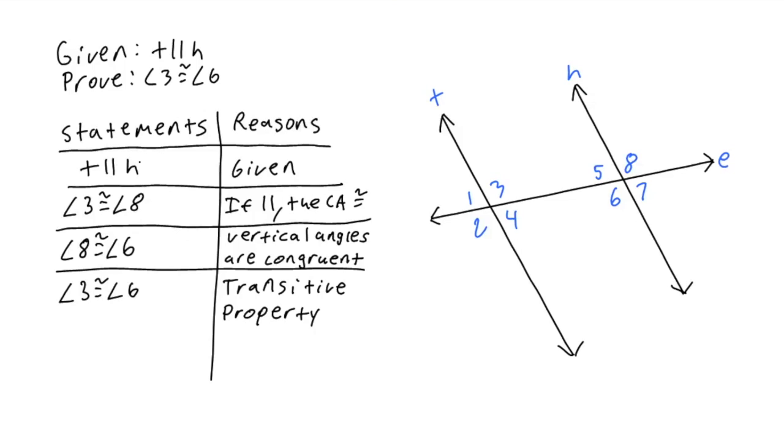So we started off with our given, that the lines were parallel. Then we said something about an angle pair, that 3 and 8 were congruent. And then using angle 8, we found a way to match it to angle 6, because they were vertical angles. And then since we said something about angle 8 in both, we could combine those to make one statement about 3 and 6 using the transitive property.